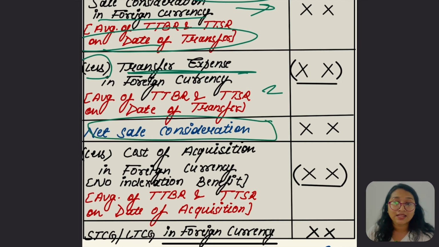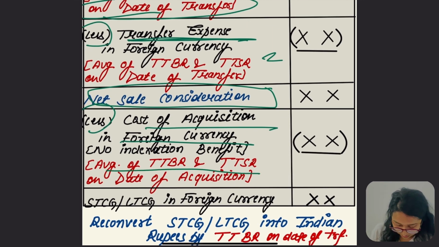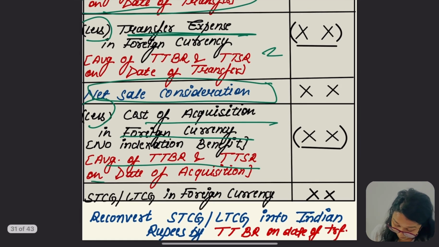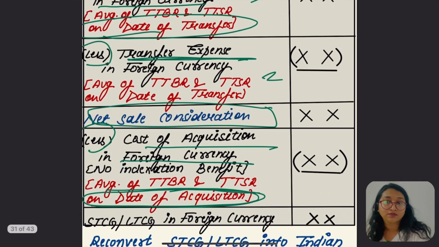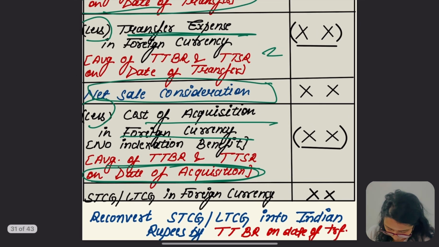Next, we'll get the net sale consideration, from which we have to deduct cost of acquisition in foreign currency, for which again the average of TTBR and TTSR is going to be taken, but here the date of acquisition is going to be taken for calculation of cost of acquisition. For the others we were taking TTBR, TTSR on the date of transfer, but in case of cost of acquisition we are going to take the average of TTBR and TTSR on the date of acquisition. Hope this part was clear.